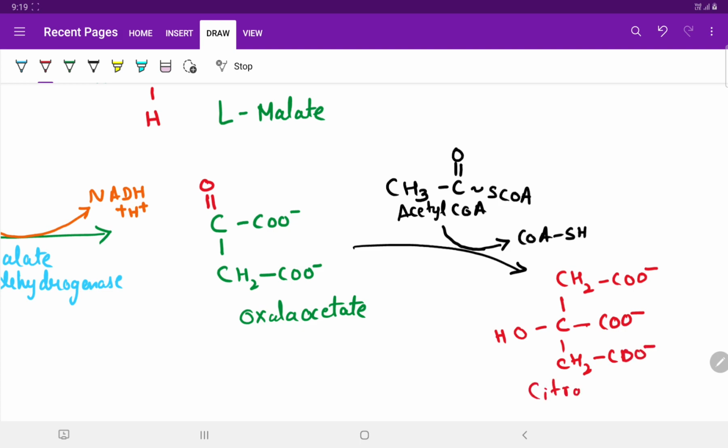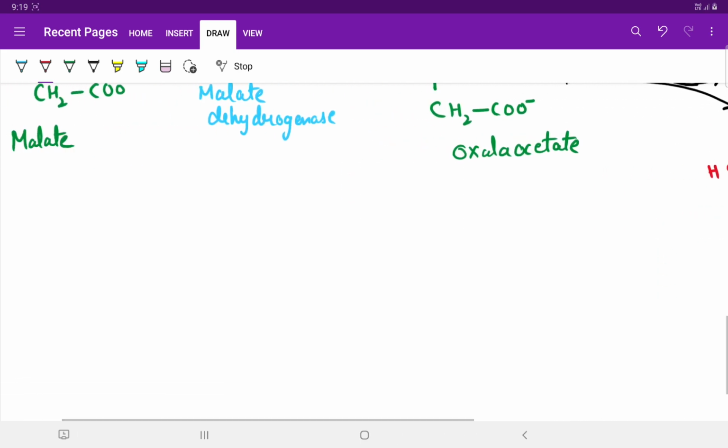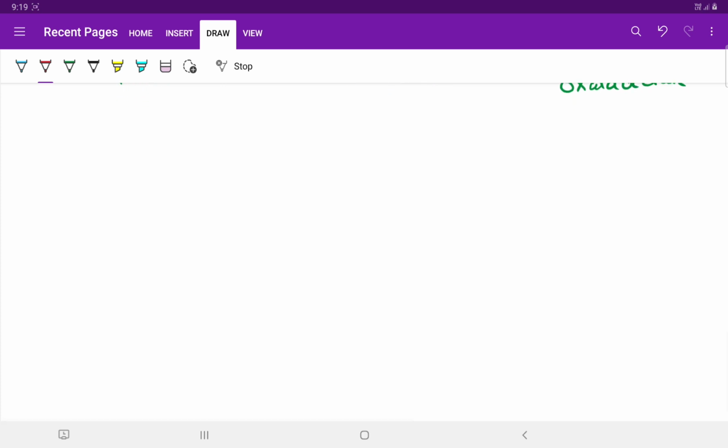So I had only shown this reaction, that how oxaloacetate again participates to continue the TCA cycle. So students, these were the various reactions that were left. Now let us see what is the summary of the TCA cycle. So what is the summary for TCA cycle? Let's just summarize it in a single reaction.